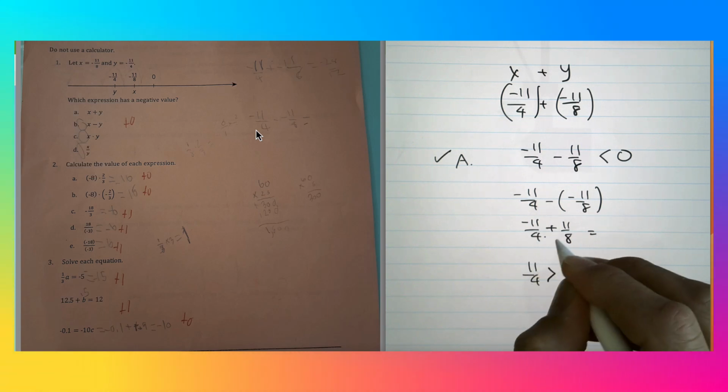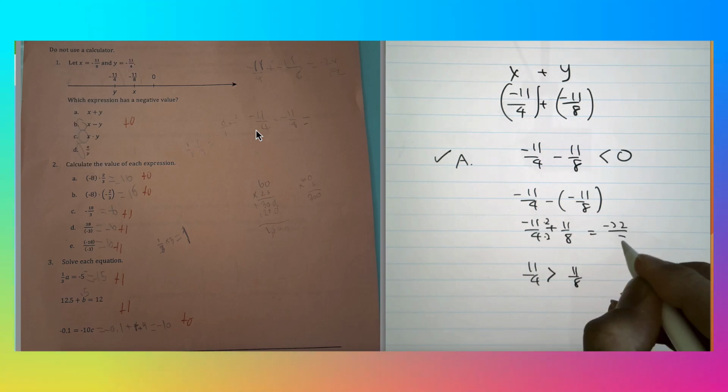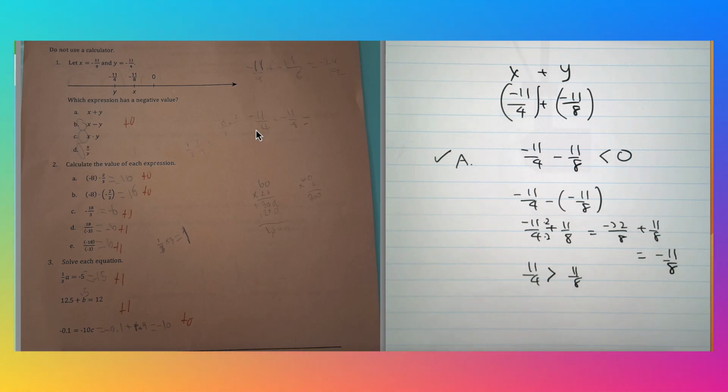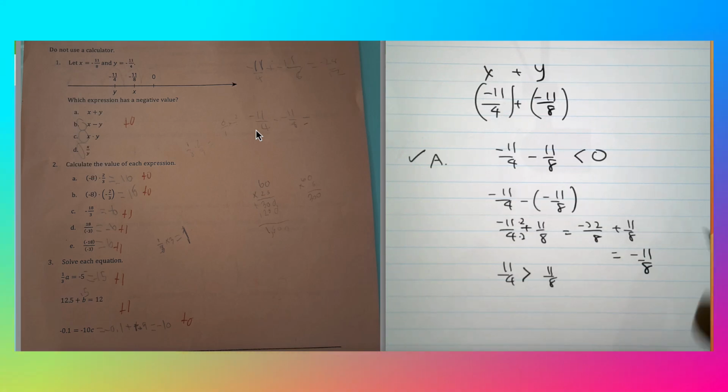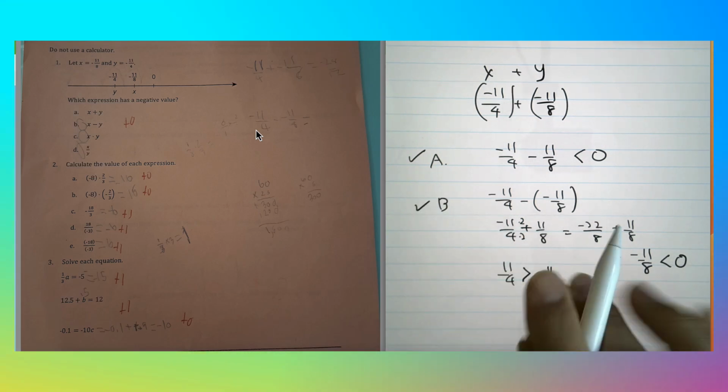Now if you don't believe me, just carry out your calculation. Let's have a common denominator. 4 times 2 is 8, so negative 22 over 8 plus 11 over 8 equals negative 11 over 8. So you can also see that it's more negative. So B is also negative.